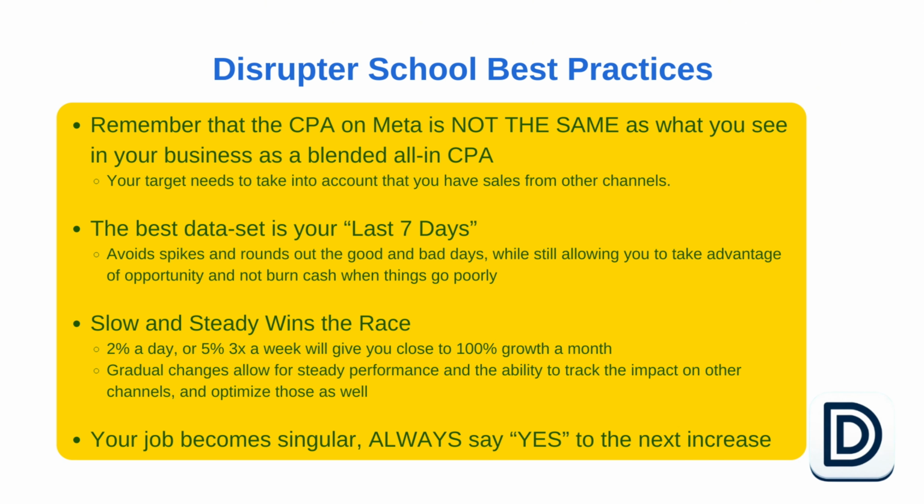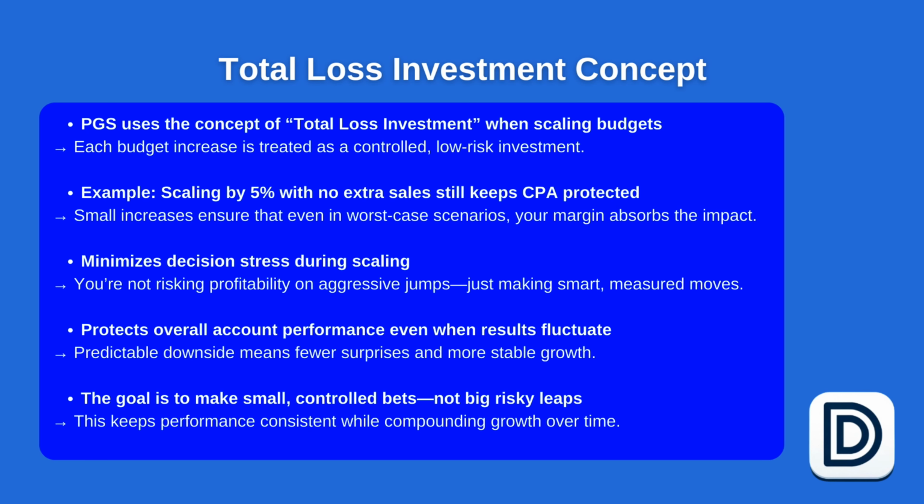Before we go any further, I also want to touch on the concept of total loss investment. Performance gate scaling uses the concept of a total loss investment when scaling your budgets. Every budget increase is treated as a controlled, low-risk investment. Remember our example of scaling by 5%. If we get no extra sales, that still keeps our CPA protected. Small increases ensure that even in the worst case scenarios, your margin absorbs the impact.